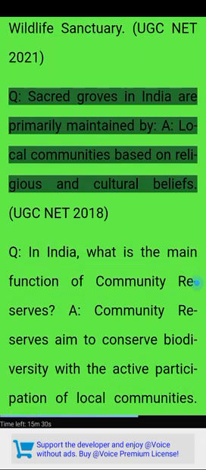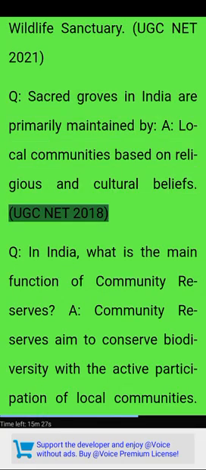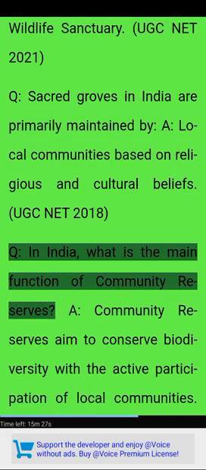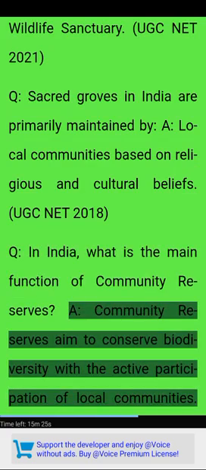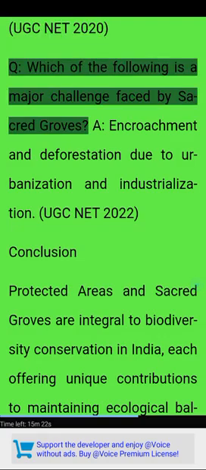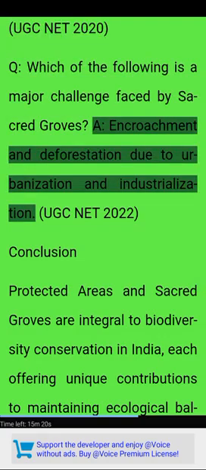Q. Sacred groves in India are primarily maintained by local communities based on religious and cultural beliefs. UGC NET 2018. Q. In India, what is the main function of community reserves? Community reserves aim to conserve biodiversity with the active participation of local communities. UGC NET 2020. Q. Which of the following is a major challenge faced by sacred groves? Encroachment and deforestation due to urbanization and industrialization.